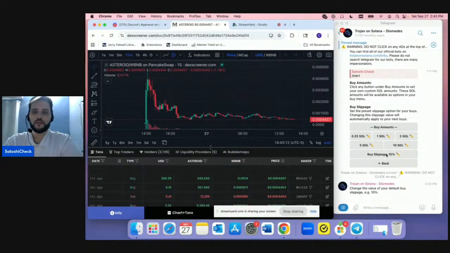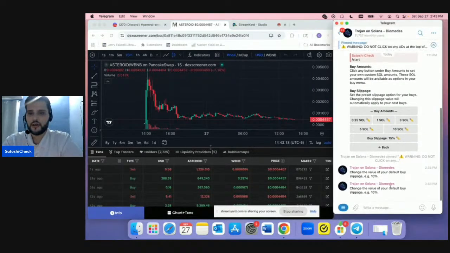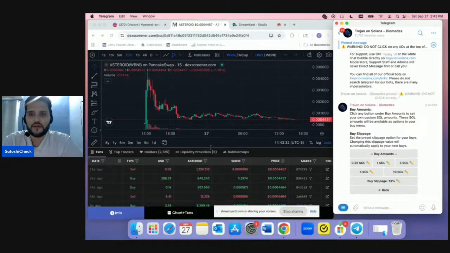But I'm just going to show you something here. So what I clicked on was buy slippage. I'm going to click on it again. Change the value of your default buy slippage, e.g. 10%. What I have is 15%. I keep 15% on mine, but let's just say you want 13%. Now it just changed my buy slippage to 13%. So guys, 13 is a lucky number. 13's good, 15's good too. I sometimes alternate, 13 or 15, one of the two.